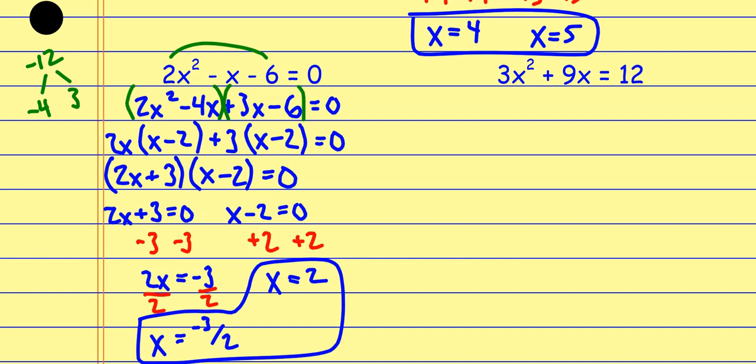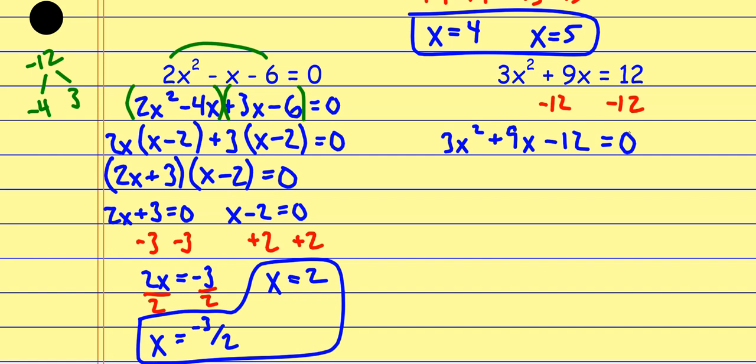If I look at the next one, again, it's not equal to 0. I have to get it equal to 0, so I'm going to subtract that 12 from each side first. And so this one, I end up with a 3x squared plus 9x minus 12 equals 0. And just make sure you put it in descending order like that. I want it in that format before I factor.